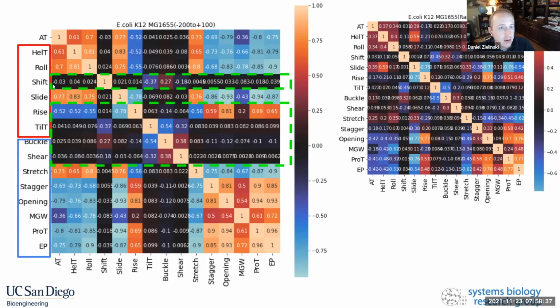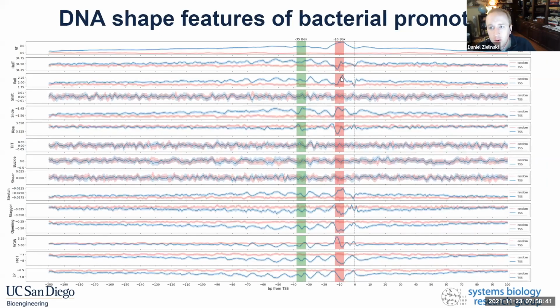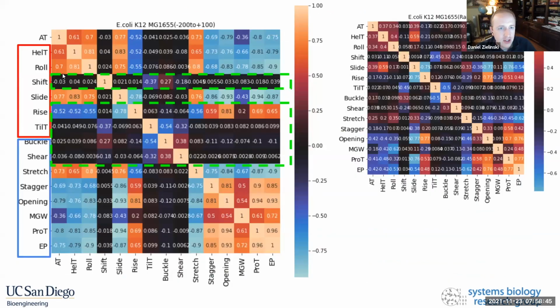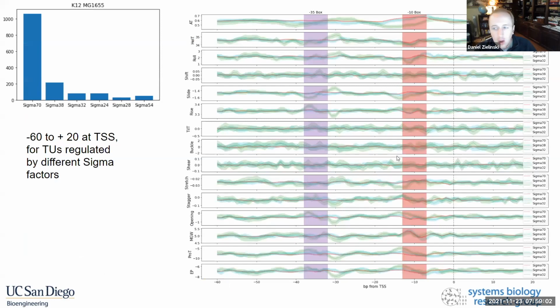So, AT density is correlated with roll, which are these two features we were noticing have a trend with the -10 box. So maybe that's just due to larger correlation between these features. But there are quite a few uncorrelated features. And so these could be independent pieces of information on what that DNA sequence looks like right there that could be useful for machine learning and understanding what makes an active promoter versus a not active promoter.